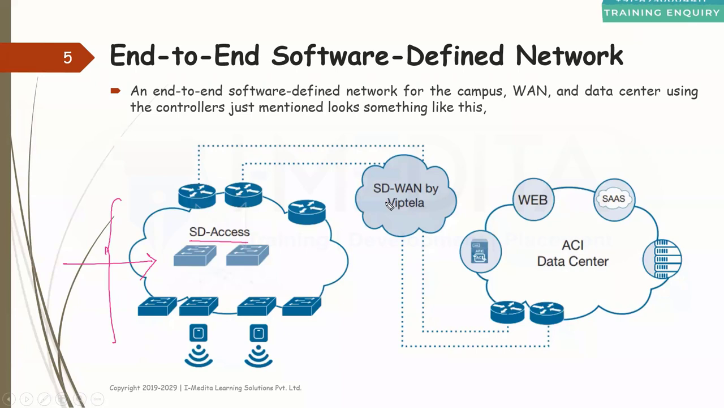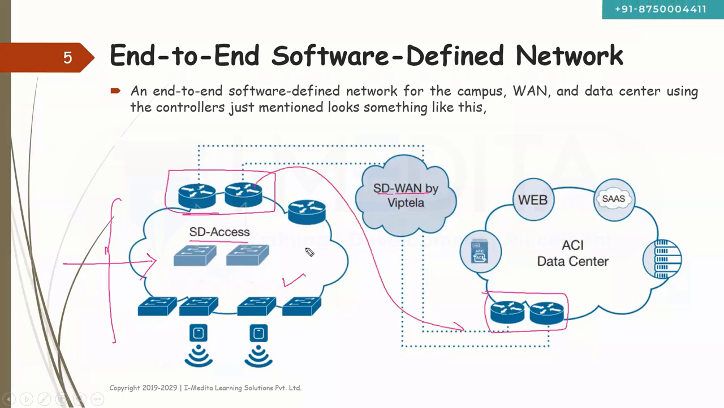Then we have SD-WAN, software-defined wide area network, which is responsible to connect the WAN edge devices of our branch to, let's say, headquarter, data center, and so on. SD-WAN is responsible to create secure tunnels from one point to another so that my data can be transported over any type of transport, public or private, in a secure manner.